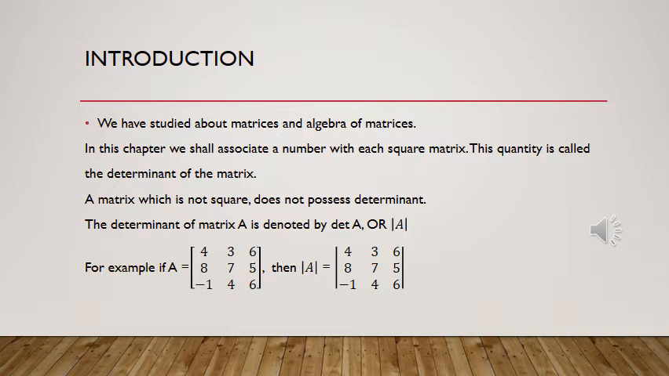The determinant of matrix A is denoted by det A, or the symbol |A|, but it is not a modulus. A matrix has no modulus. You should read it as determinant A, or the Greek letter delta can also be used to denote a determinant.